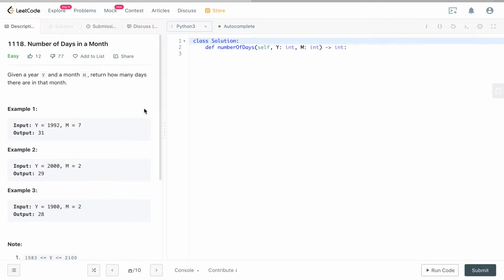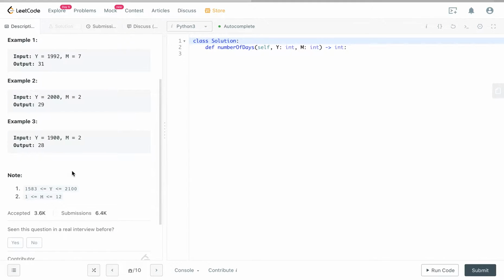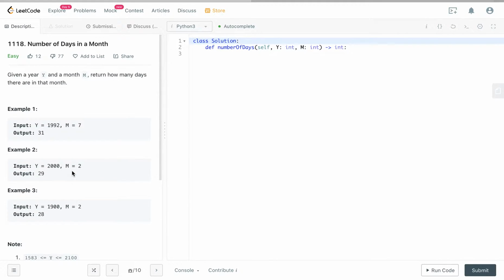Today we are going over a Leetcode question called number of days in a month. Given a year and a month, return how many days there are in that month. The question is really simple. The only thing we have to consider is the concept of leap year.